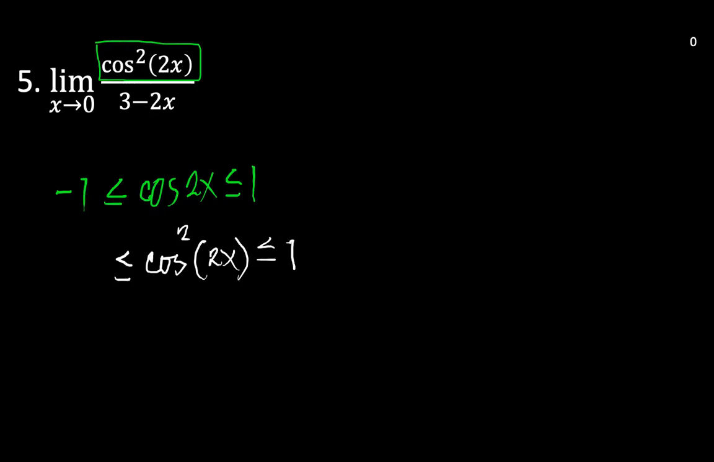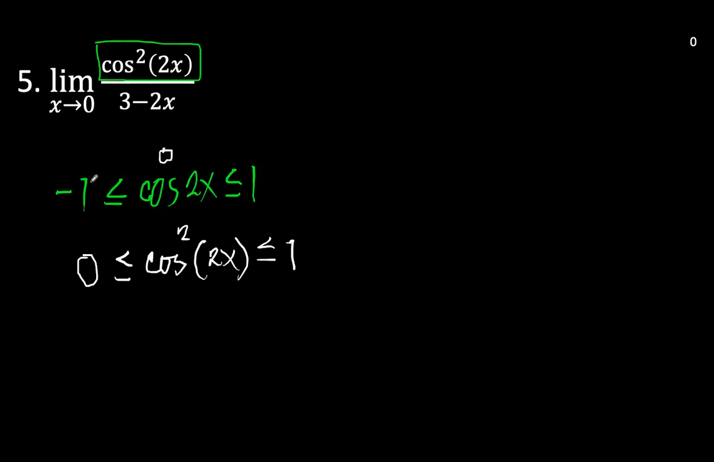But in between -1 and 1, there are numbers which are less than 1, and numbers which are greater than -1, like 1/2, 1/4. So the minimum value of cosine squared of 2x is 0, okay? All right, because in between -1 and 1, there is 0, correct?